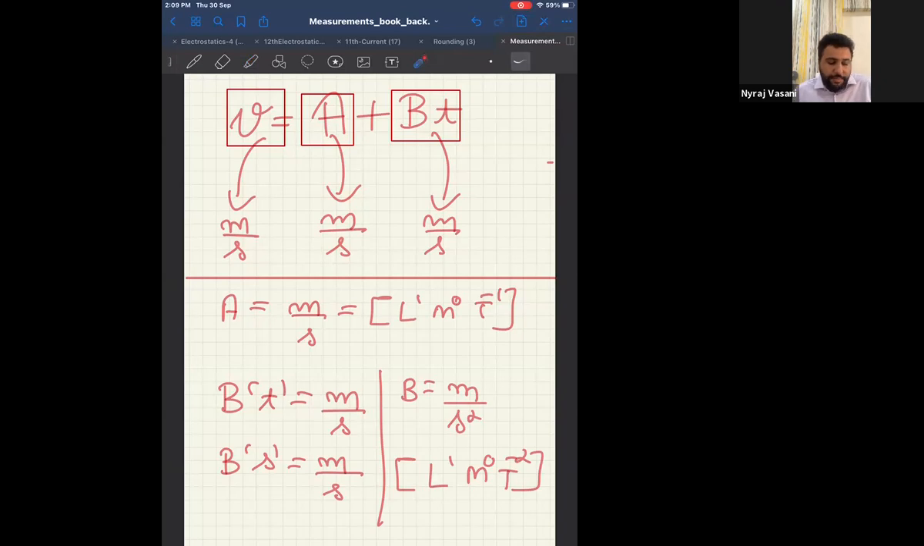Therefore, I got the dimension of A and the dimension of B. Before the dimension, I'm supposed to get the unit. Therefore, unit of A is meter per second and unit of B is meter per second square. Did you understand how to solve? If I tell you the equation is correct, I can use this logic that each box will have the same unit, then equate and get the answer. Make a note of this, then I'll give you one more.